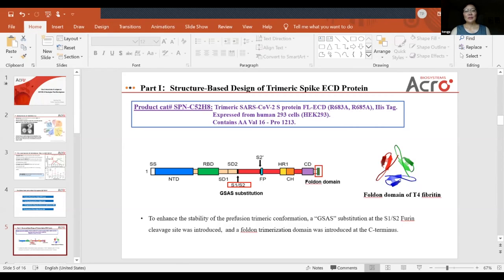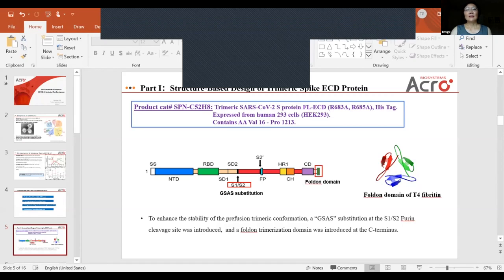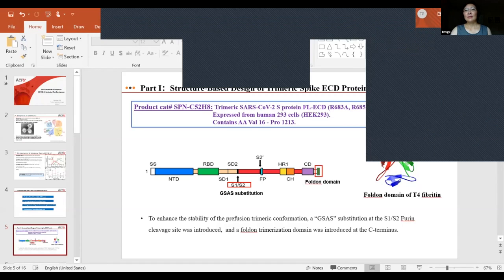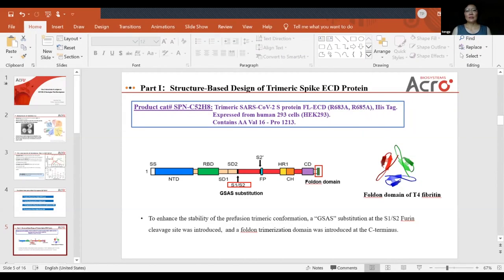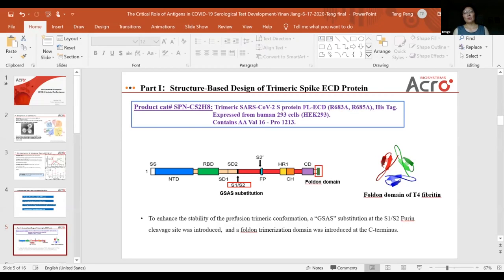As you know, the spike protein natively has a trimeric form, and the trimeric form is very important for the infection and also virus activities, and also very important for neutralizing antibody development and vaccine development, and also very important for the serological test development.